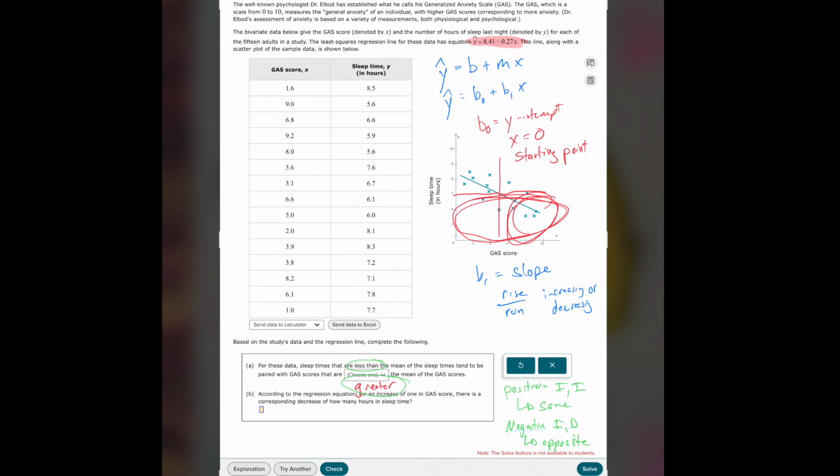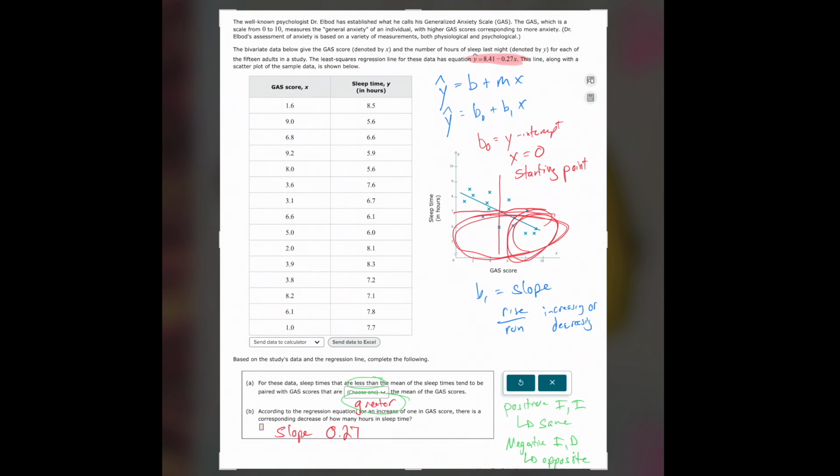All right, according to the regression equation, for an increase of 1 in gas score, there is a corresponding decrease of how much sleep time? This is our slope. My answer is going to be 0.27. I do not have to write the negative because it says decrease. Decrease insinuates that it's already negative. So it's decreasing by 0.27, which is negative 0.27.